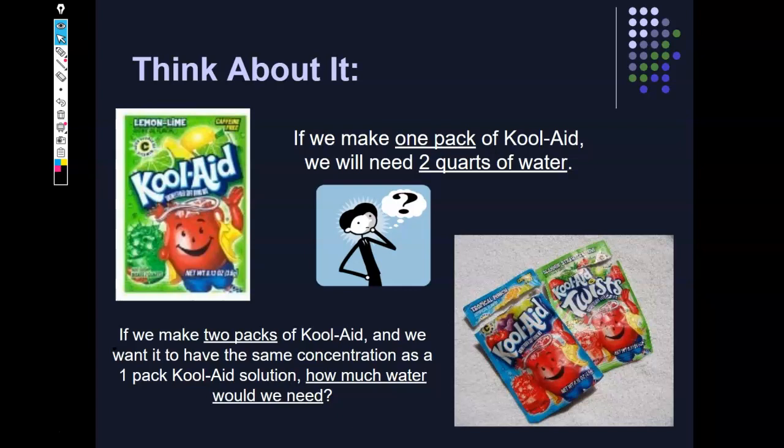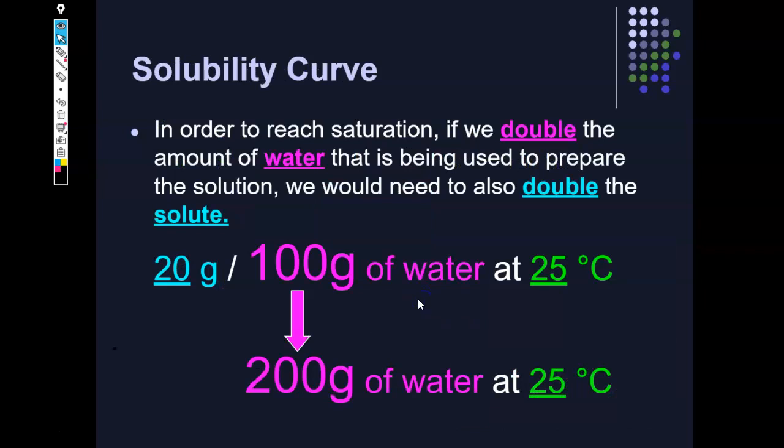Or if you're like me, you like a really nice sweet solution of Kool-Aid, and that's why I'd put 2 packs in 2 quarts of water. But that's a taste thing. That's not how you're supposed to make it. If I wanted to have the same concentration, I would have to double my amount of water. So doubling my solute means doubling my solvent. As long as we keep the temperature the same, if we double the solute, we have to double the solvent as well.